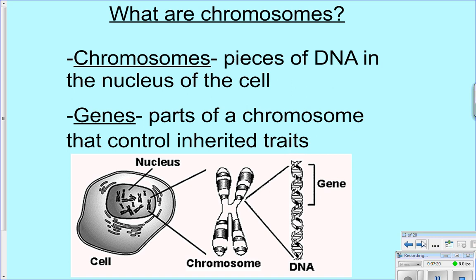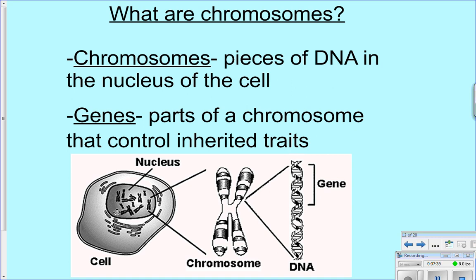We've seen the word chromosomes before. So what are chromosomes? All the DNA in your cells can be split into 46 chromosomes. Chromosomes are pieces of DNA in the nucleus of the cell. The parts of the chromosome that control inherited traits are called genes. So here's a nice picture here.